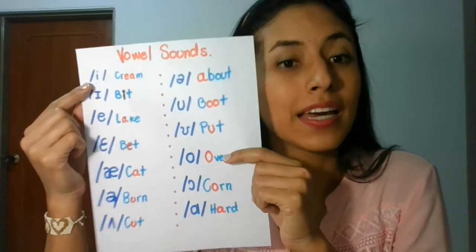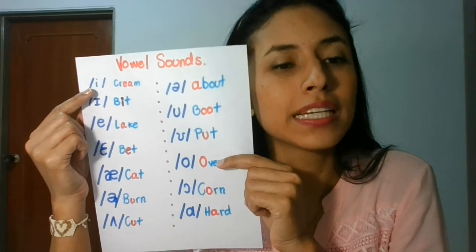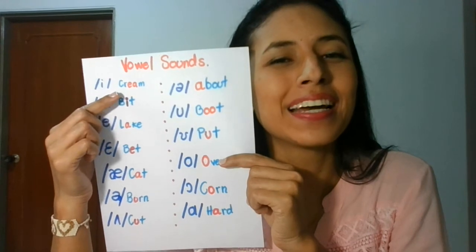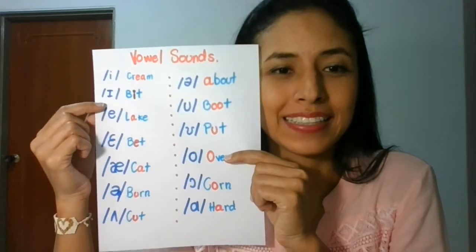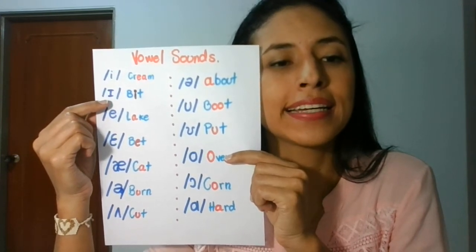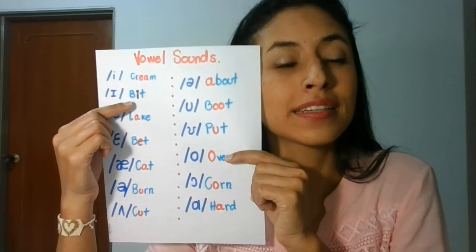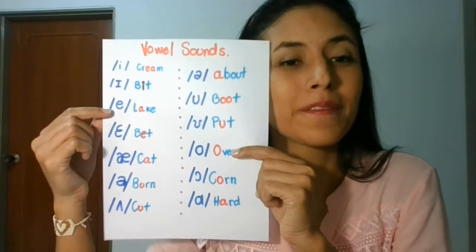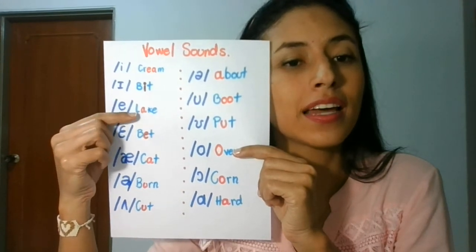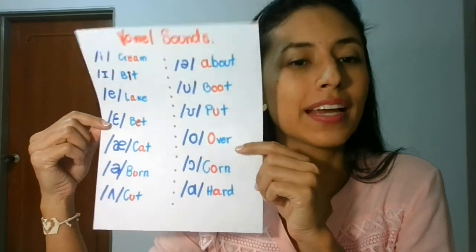Okay, this is another vowel. E, long sound. Example, cream, cream. Next, eh, it's a short sound. Vet. Example, vet. Next, a. Example, lake.